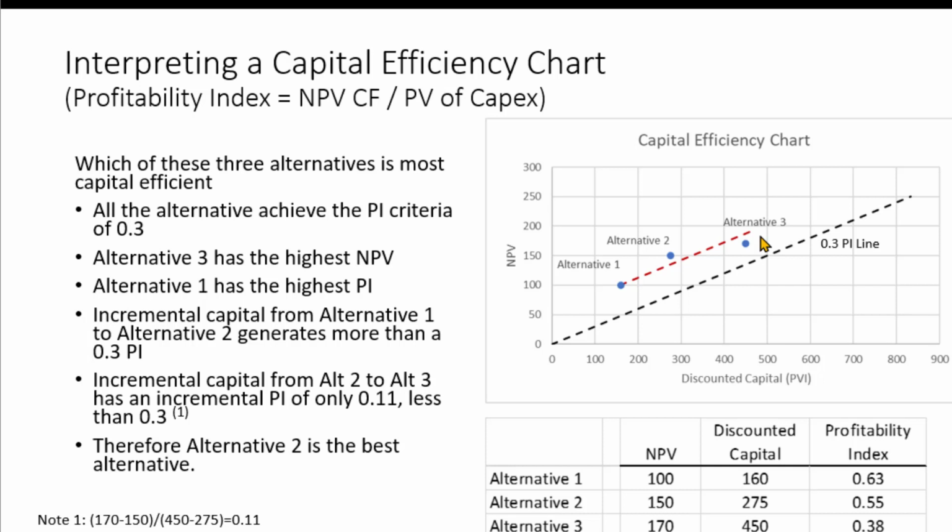So that explains the capital efficiency chart. I think plotting it and then explaining it to your management, they may find this very, very helpful in making decisions and making incremental decisions on alternatives or capacity alternatives.